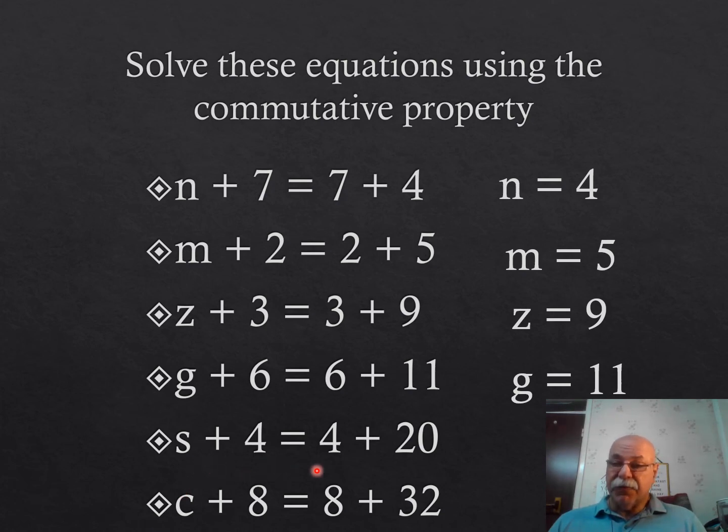s plus 4 equals 4 plus 20. When I transfer, it's the same operation, I cancel it. It becomes s equals 20. c plus 8 equals 8 plus 32. Sorry, the same canceling also applies there. It becomes c equals 32.